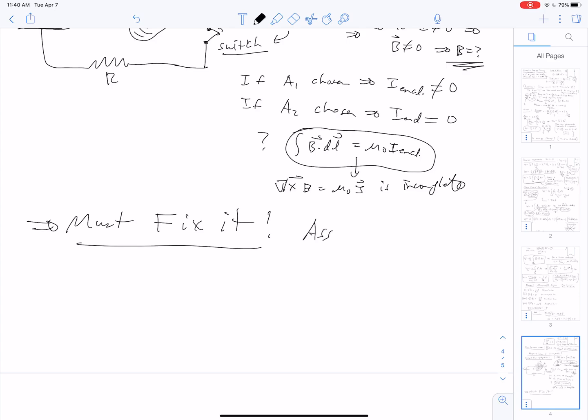We'll assume that some chi vector field exists such that del cross B is equal to mu naught J plus chi. But then the question is, what's chi?